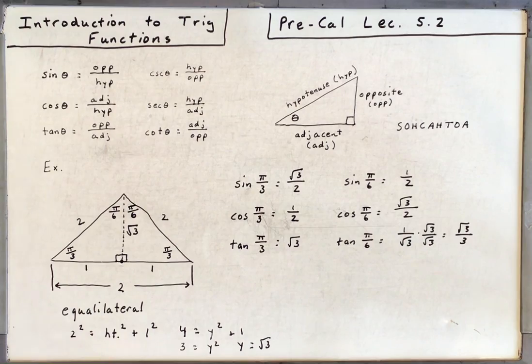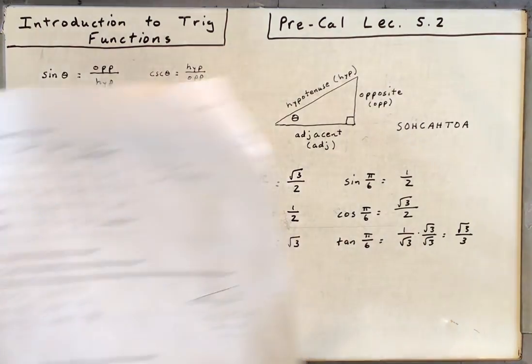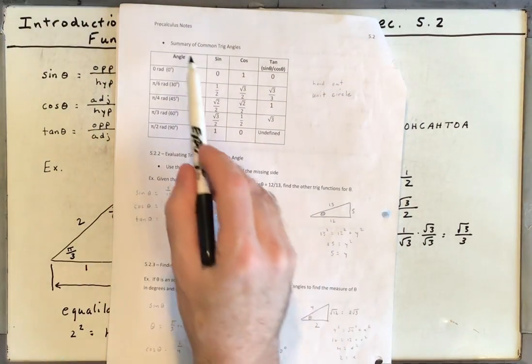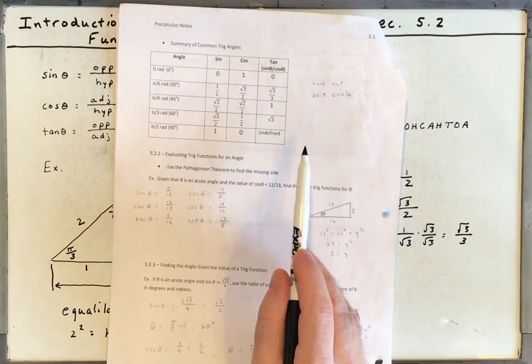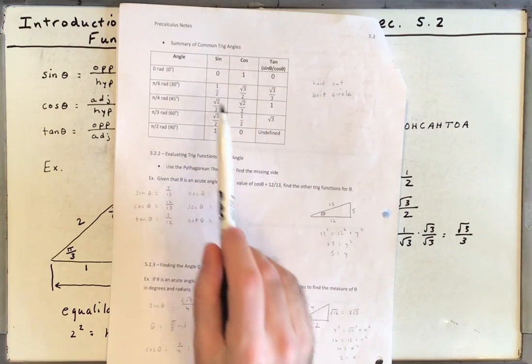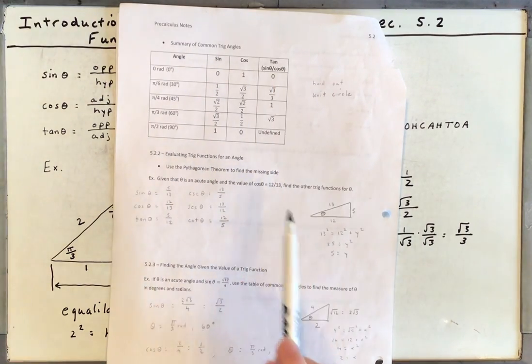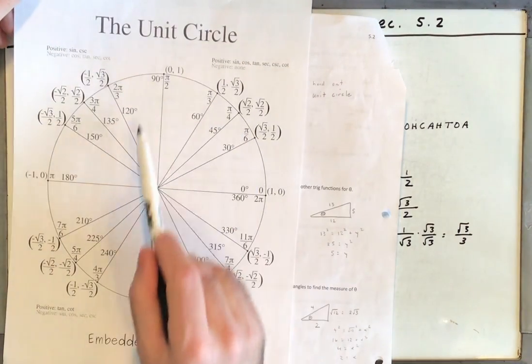All right, the examples will go quicker from here on out. So this is the summary of common trig angles. Now that you have your unit circle, this is just quadrant 1 of the unit circle in tabular form.